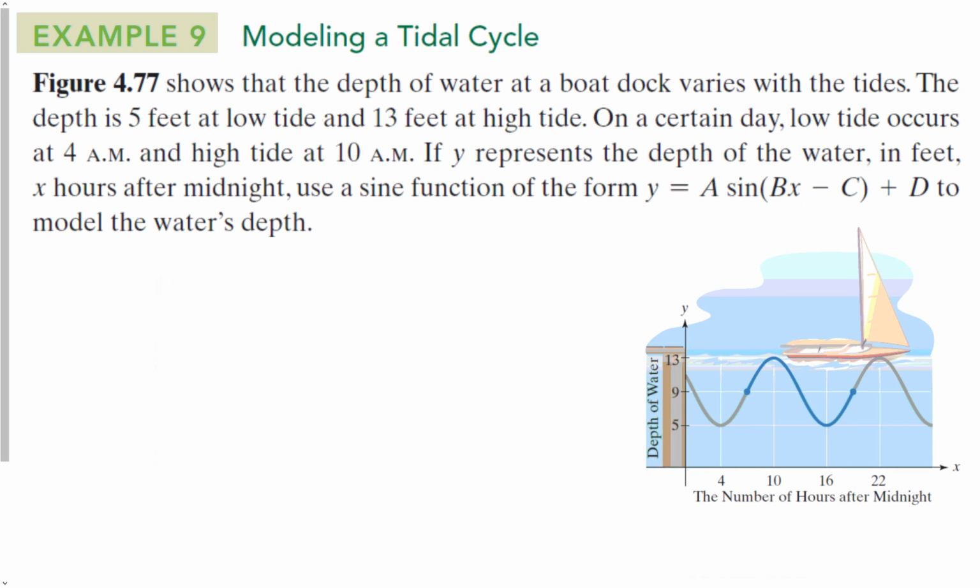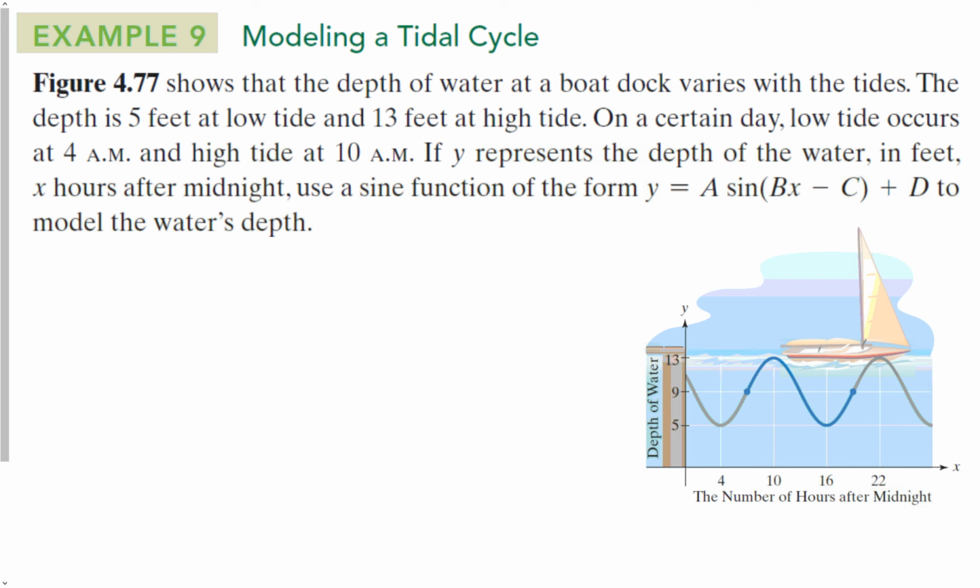Okay. Let's model this tidal cycle. It shows that the depth of water at the boat dock varies with the tides, right? The depth is 5 feet at low tide, 13 feet at high tide. On a certain day, the low tide occurs at 4 a.m. and the high tide at 10 a.m. If y represents the depth of the water in feet, use a sine function to model the water's depth.